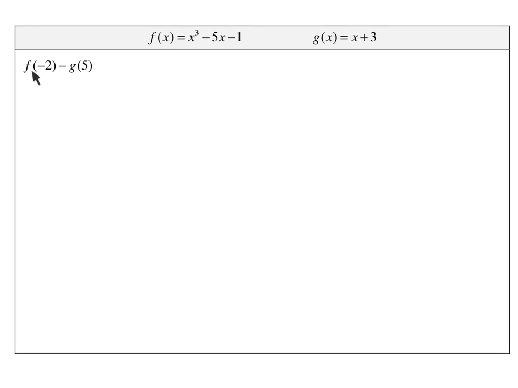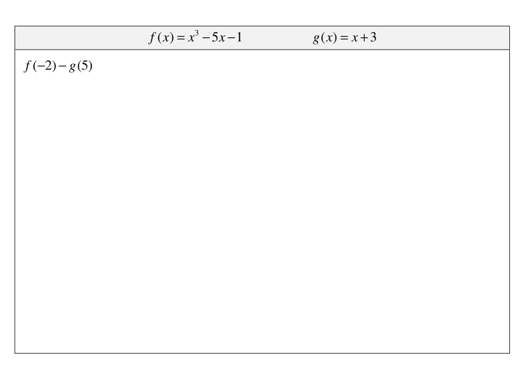So I want to do f of negative 2 minus g of 5. Here's your f. Here's your g. So to start with f of negative 2, I first have to find f, and I'm going to put negative 2 wherever there's an x. So here's f right here. So what I'm going to do is every time I see an x, I'm going to put a negative 2.